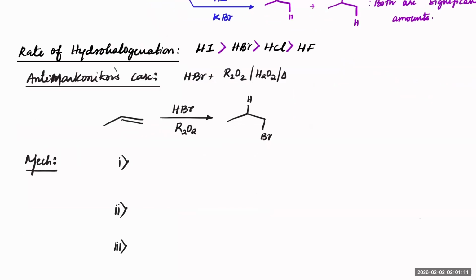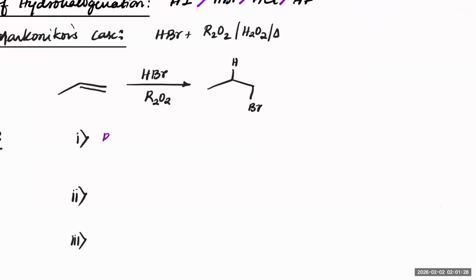That is when you take HBr in the presence of a peroxide. Either it could be alkyl peroxide or hydrogen peroxide, and some heat. When you do that, it will follow an anti-Markovnikov mechanism. Let me show you the steps here. The first step is, you know that peroxy bonds are very weak. These bonds are very weak. So as soon as you heat or provide light, immediately it will break into radicals.